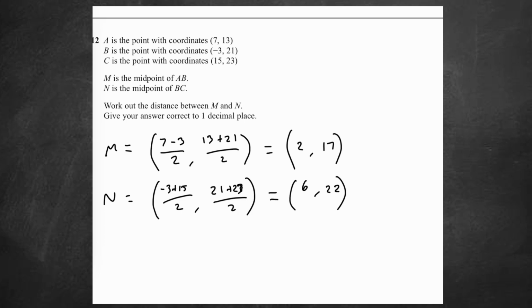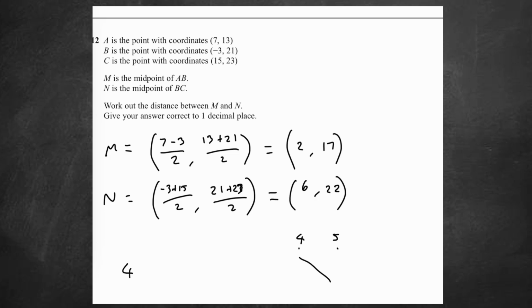We want the distance between M and N. So the distance in x is going to be 4. The distance in y is going to be 5. But what we actually have is a triangle. So we don't want the x, we don't want the y, we want the hypotenuse of the triangle.